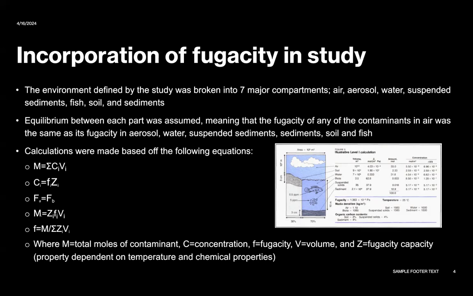Concentration can be broken down into fugacity times the Z value. We can sub that in to say our moles in a certain compartment is equal to the Z value of that compartment, the fugacity of that compartment, or of the contaminant in that compartment, times the volume of that compartment. Then we can isolate fugacity, that F value, and have it equal to our total moles over the summation of our Z value times our volume.